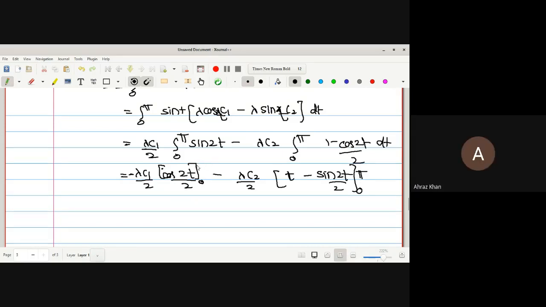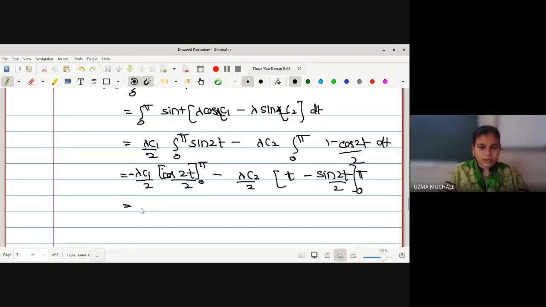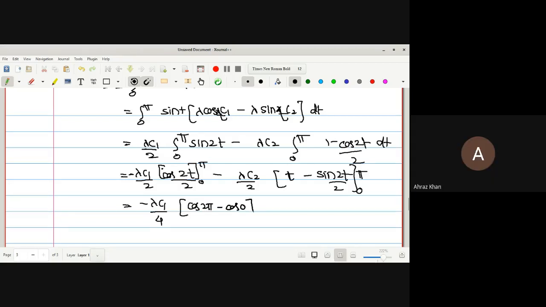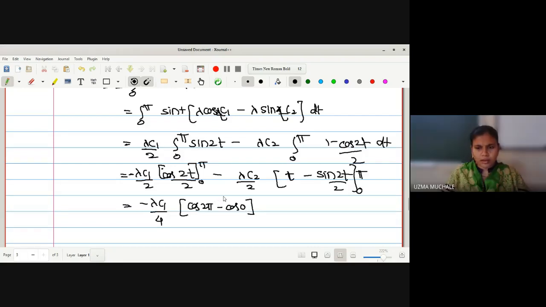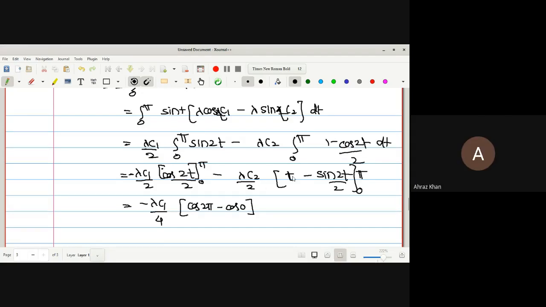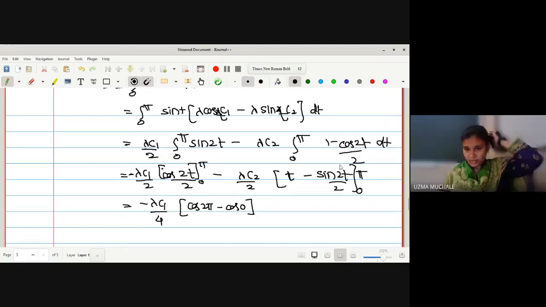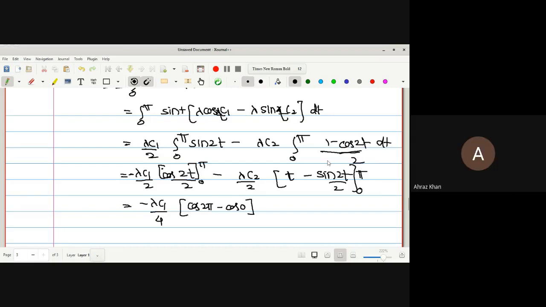No, it's right, because 2 we have already taken common. 1 by 2, minus lambda c1 by 4 cos of 2 pi. What is the value of cos 2 pi? But ma'am, instead of t, it should be 2t. Ma'am, integration of 1 is only t, not t upon 2. No, ma'am, it's right. Correct. I got it. Where you are saying? It is common, na? Sine square, yes ma'am. Okay.